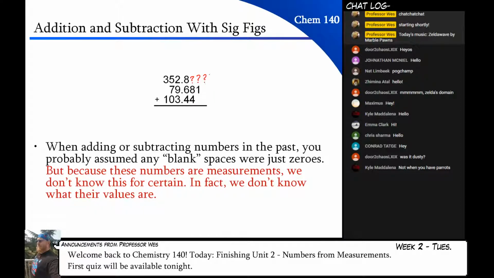In fact, what the additional numbers become instead are more like this. I don't know what these numbers are, because when I used a ruler, I only had markings for every 1 centimeter, we'll say. And I estimated the next number to be 0.8. It was 0.8 of the way between the centimeter marks. But I don't know the rest of the numbers past that. They're all question marks.